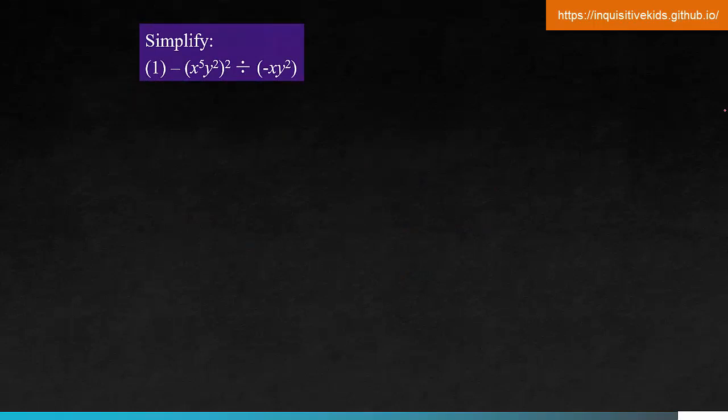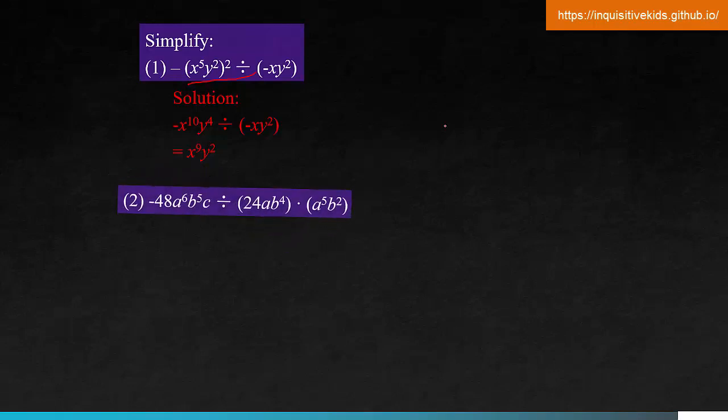Simplify negative x to the fifth power y squared to the second power divided by negative xy squared. Use the power of a power property to simplify the first term. We get negative x to the 10th power times y to the 4th power. And then we divide and we get x to the 9th power times y squared. And here's the second problem.